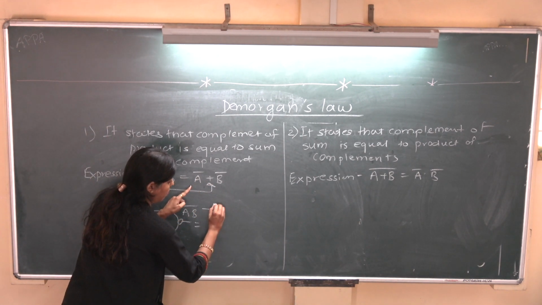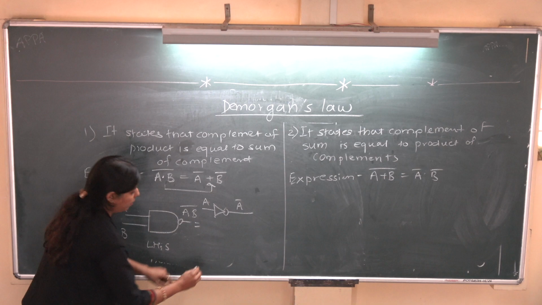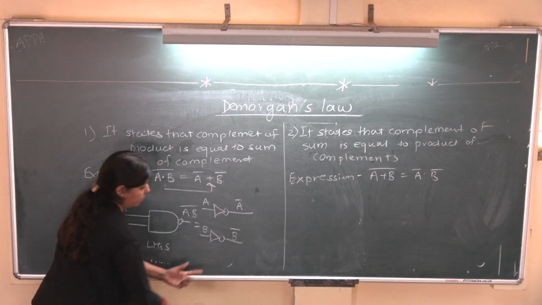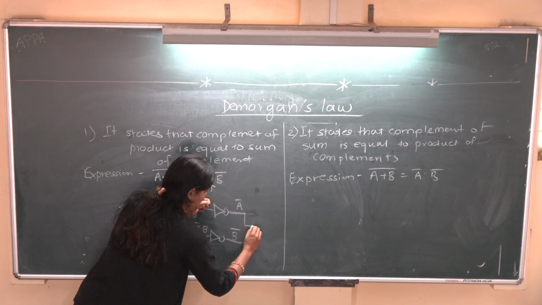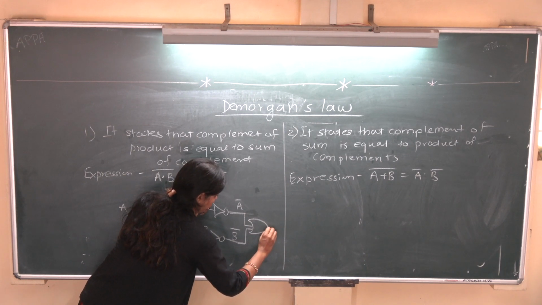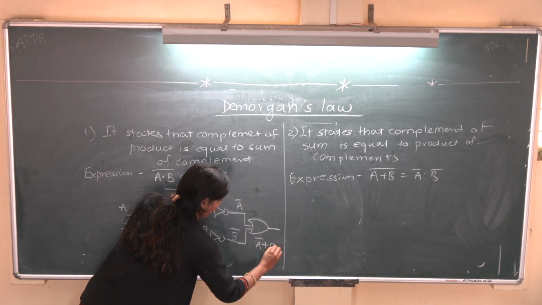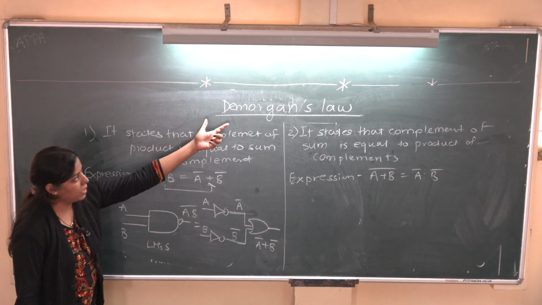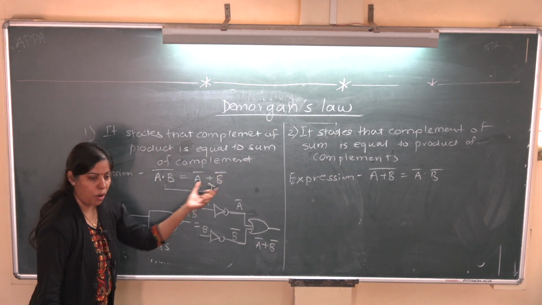Now, you have to implement the RHS. A becomes A bar by using one NOT gate, and B becomes B bar by using a second NOT gate. For this plus sign, we are taking an OR gate. So, it is implemented as A bar plus B bar. Like that we implement this first law, De Morgan's first law: complement of product is equal to sum of complements.